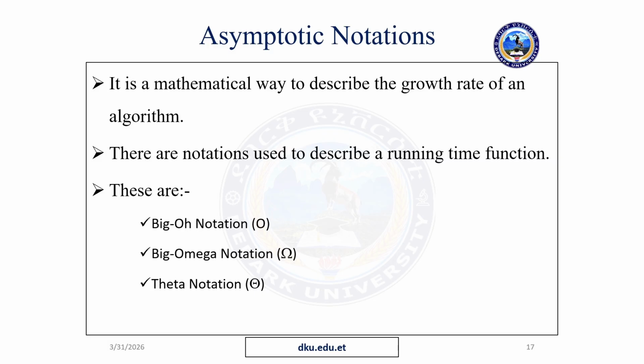There are notations used to describe the running time function. There are different notations. The first one is big O notation, then big omega notation, and theta notation. There are also other notations, but today we will concentrate on those three.